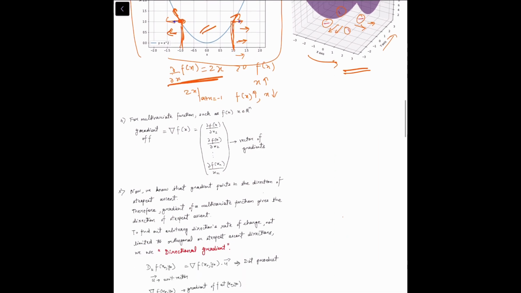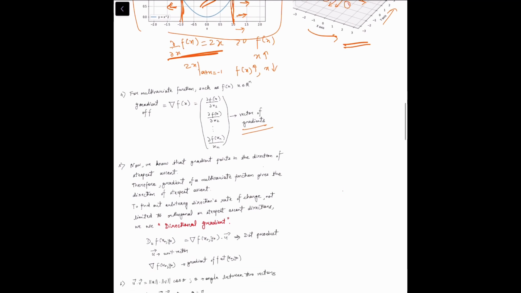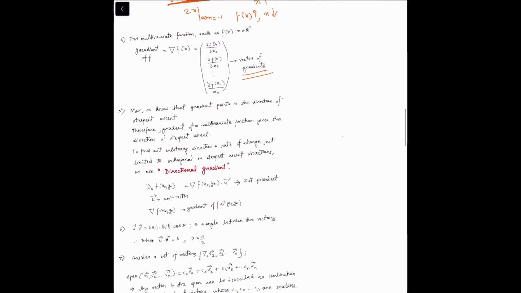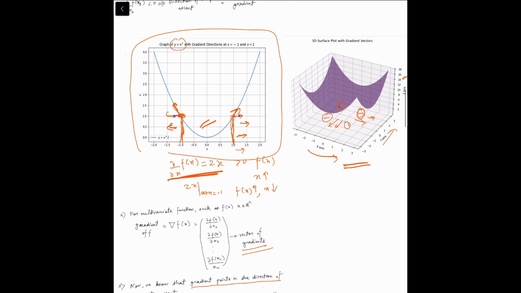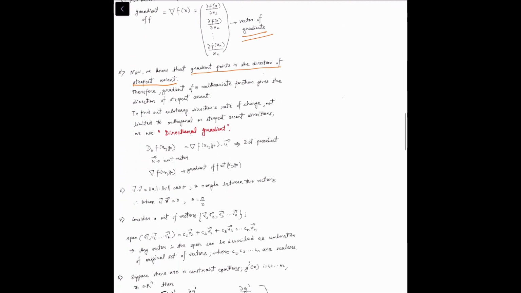The next is just the mathematical formulation of the gradient of a multivariate function. This is just a brief review. Now the next is, we know that the gradient points in the direction of steepest ascent. We just saw all these small arrows, they point in the direction of the steepest ascent. Therefore, the gradient of a multivariate function gives the direction of the steepest ascent.